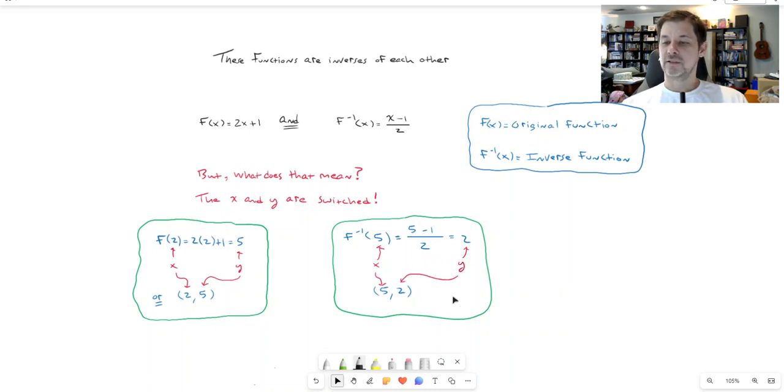That's really all functions are to start with. You have an x, you put it into the function, or you look at the graph, you do whatever it does, and you get a y. The inverse function is no exception. It's got x's, it's got y's. You plug the x in, you get the y out, no matter how it's given to you. The only difference is they're going to be switched.